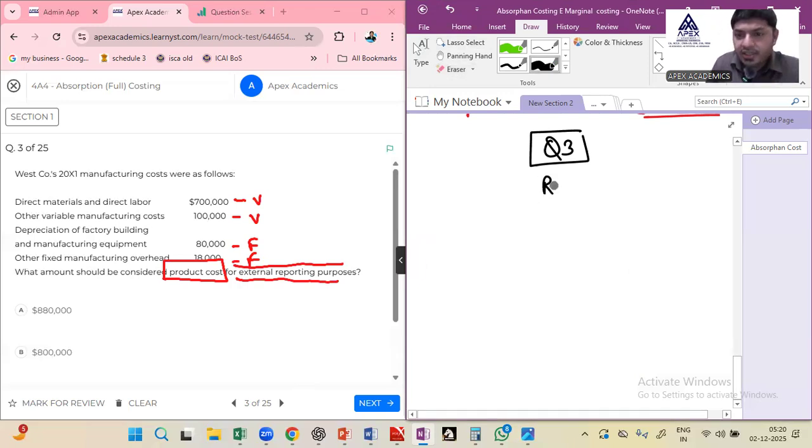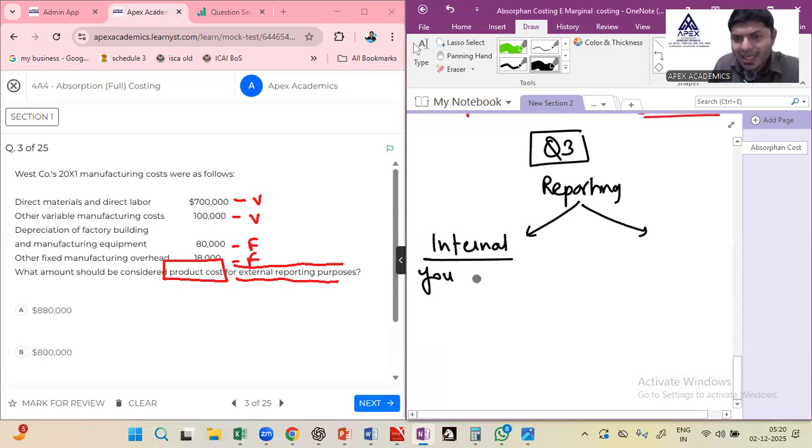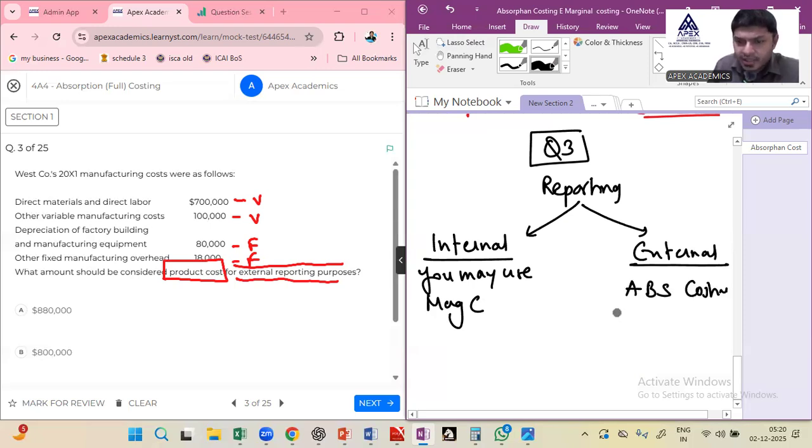So reporting is of two types. The first type is internal reporting. Over here, you may use marginal, that is direct costing, but when it comes to external reporting, over here absorption costing is compulsory.